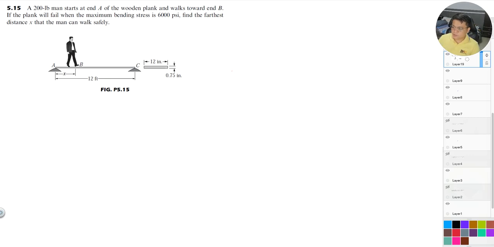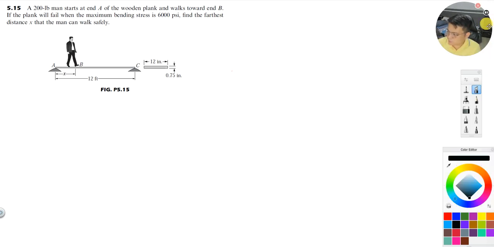Okay, so let's have this. A 200-pound man starts at end A of a wooden plank and walks towards end B. If the plank will fail when the maximum bending stress is 6,000 psi, find the furthest distance x that the man can walk safely.